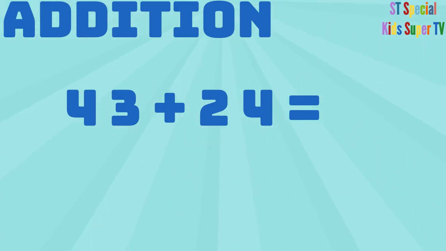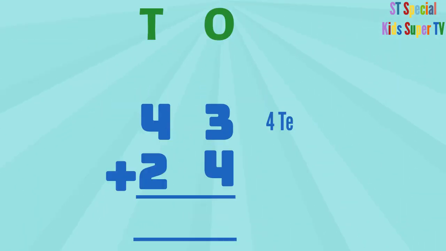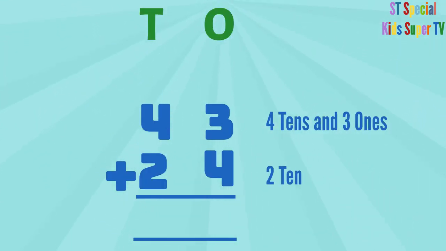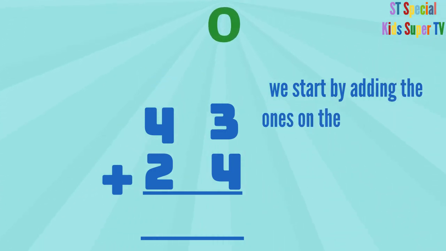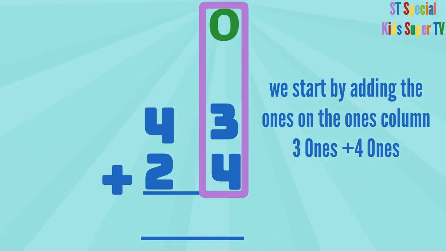Let's now calculate 43 plus 24. 43 has 4 tens and 3 ones, while 24 has 2 tens and 4 ones. We start by adding the ones on the ones column. 3 ones plus 4 ones.